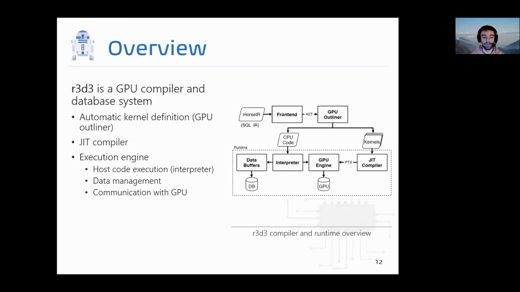And this means that it can both compile the input queries as well as execute and return the result to the user. It has three main parts: the automatic kernel definition, which is also called the GPU outliner, where we can define, given an arbitrary query, what are the kernels and what does CPU control go. We have the JIT compiler, which is able to convert from our high-level representation towards the code actually used on the GPU. And there's the execution engine, which is able to interpret the CPU host code, manage the data, as well as communicate with the GPU.